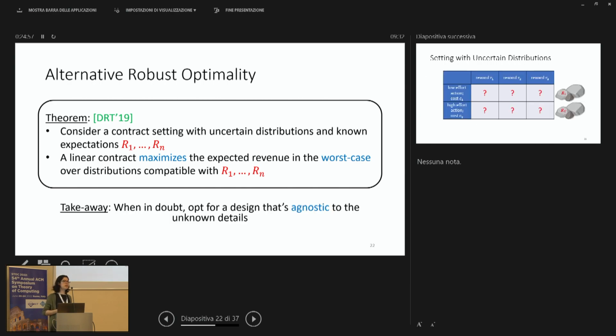The takeaway from this theorem: if you're in doubt about something in the setting, in this case, you don't know the details of the distributions, only their expectations, take designs that are agnostic to the unknown details. Take, for example, in this case, a linear contract, which doesn't matter at all what the details are. It's going to operate in the same way.